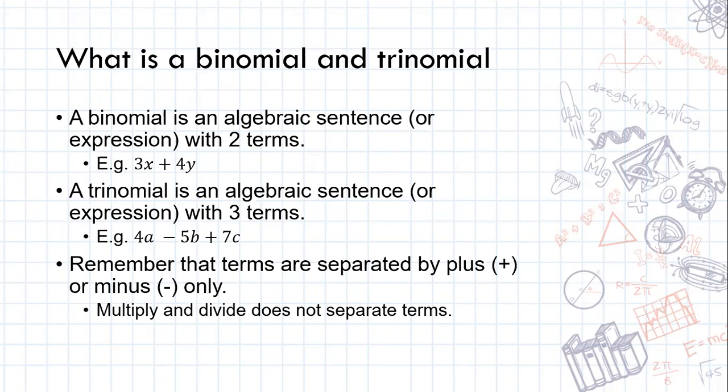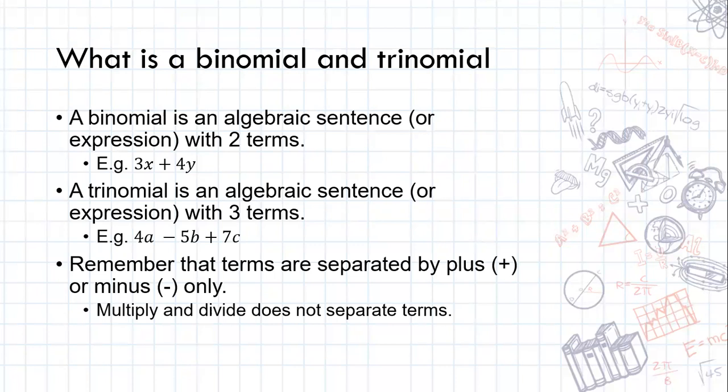So a binomial, think bicycle, is an algebraic sentence or expression with two terms. So for example, 3x plus y, or 2 plus 9y, or anything that has two parts. A trinomial is an algebraic sentence or expression with three terms. So 4a minus 5b plus 7c, or x plus y plus z, and so on. So three different algebraic terms.